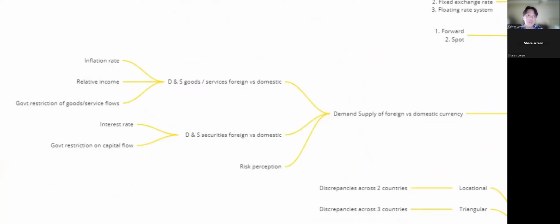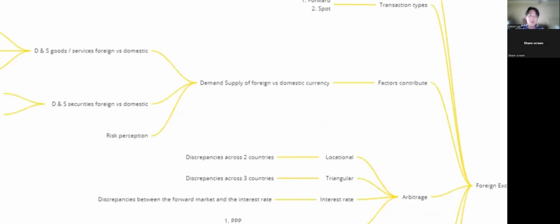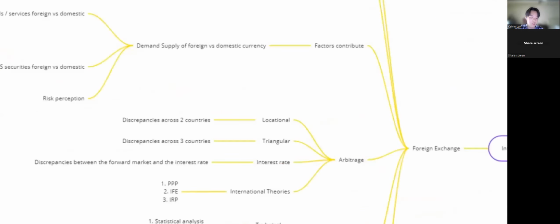As for securities, it's the interest rate and the government restriction on capital flow. Last is the risk perception. So those are the factors that contribute to the foreign exchange.